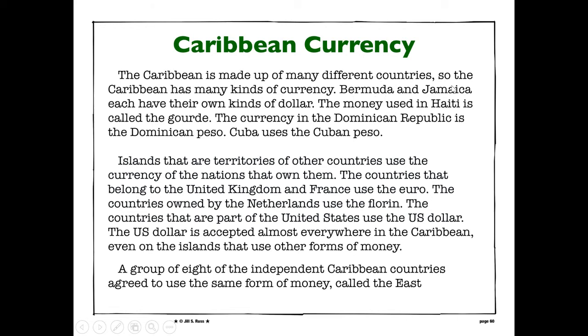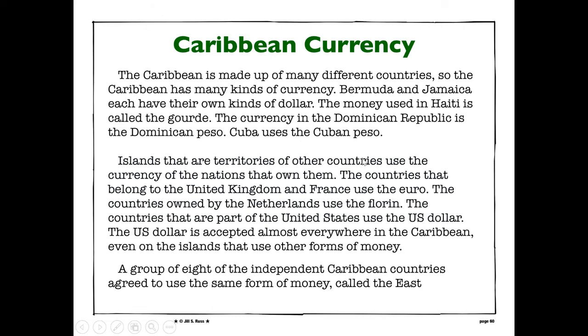Bermuda and Jamaica have their own kinds of dollar. The money used in Haiti is called the gourde. The currency in the Dominican Republic is the Dominican peso, and Cuba uses the Cuban peso. So they do not have consistency in the Caribbean.